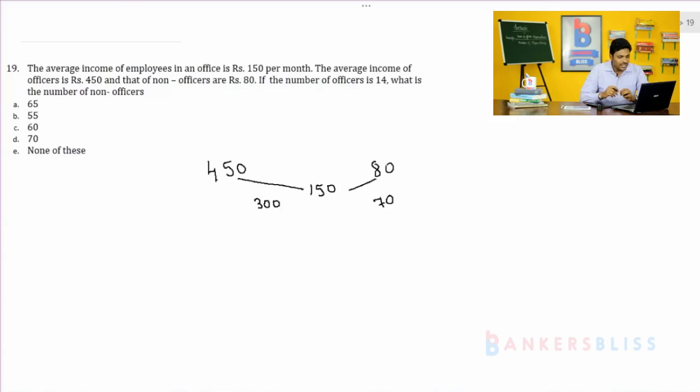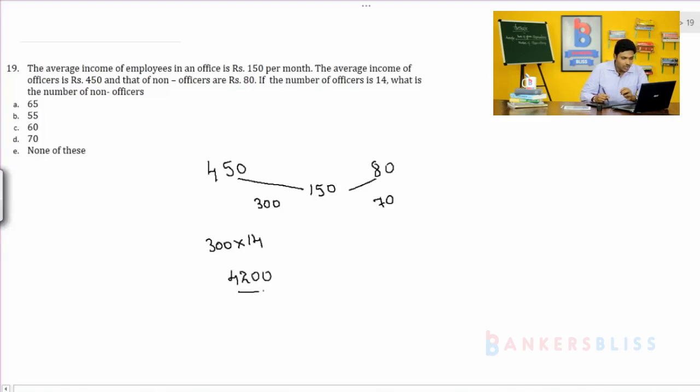There are 14 officers, and an individual officer is contributing 300. So 14 officers, 300 into 14: 14 3s are 42, so altogether the 14 officers are contributing 4200 to the non-officers.